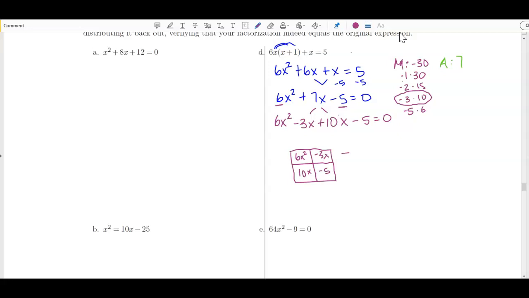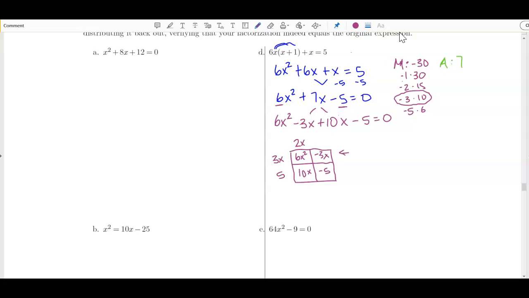So if I start on this top row, I can see that I have a 3 and an x that could be pulled out of both of those. On the bottom, I can see that 5 divides into both of those, so 5 could come out. And then if I look at my columns, 6 and 10, the greatest common factor is 2, but there's also an x I can take out, so that'd be a 2x.